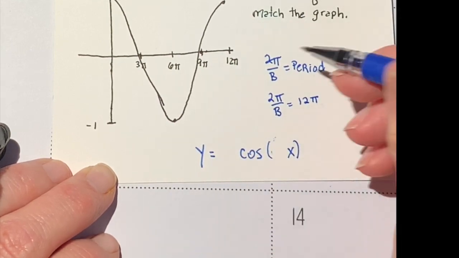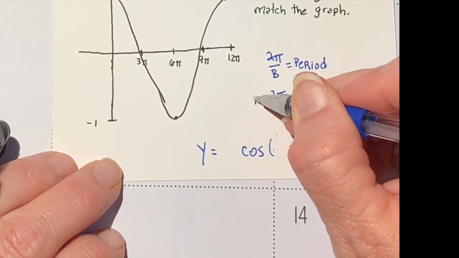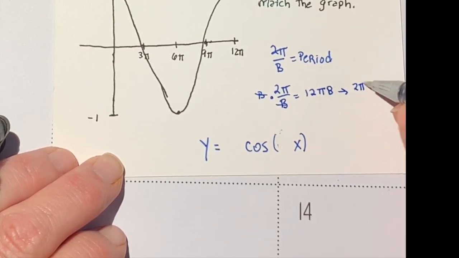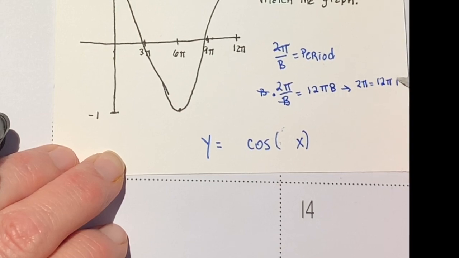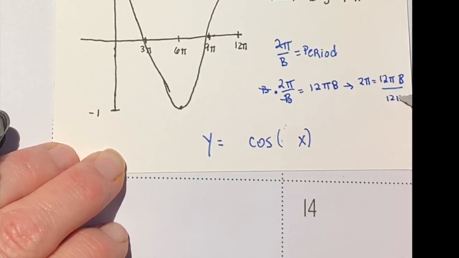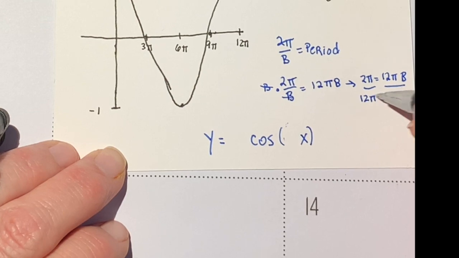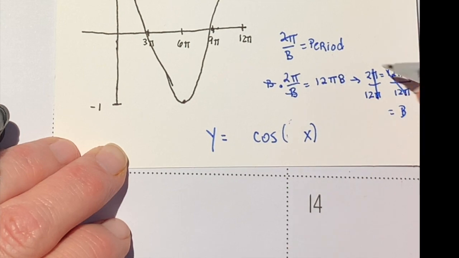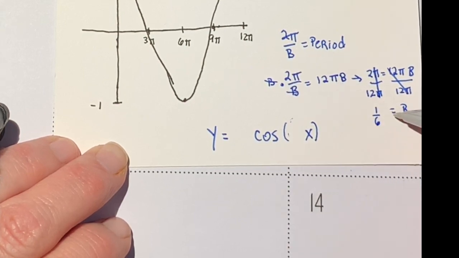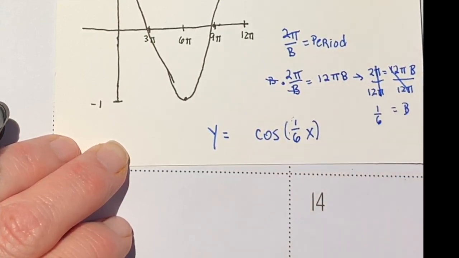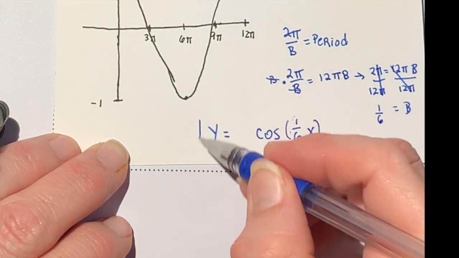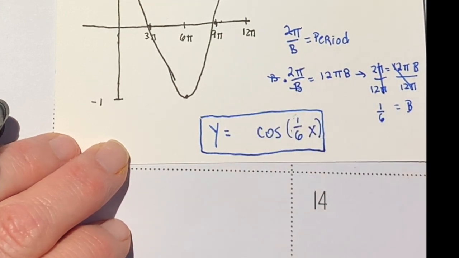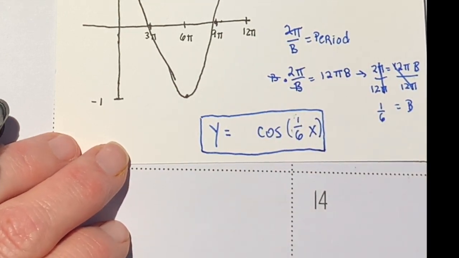You're done. So just to do a little algebra here to solve that, let's multiply both sides by b. And so I end up from here with 2 pi equals 12 pi times b. Then I'll just divide both sides by 12 pi. And that should be my b value. So b is equal to, the pi's will cancel out, and I can reduce 2 12ths to 1/6. And so my b value, which is the multiplier of the angle, is 1/6. There's my equation for this graph. y equals cosine of 1/6 x.